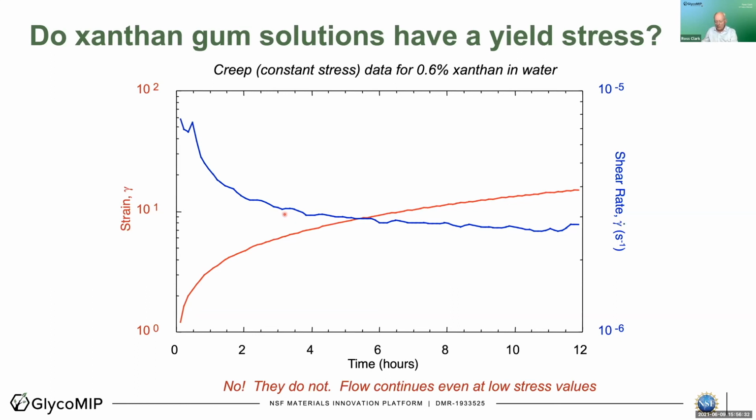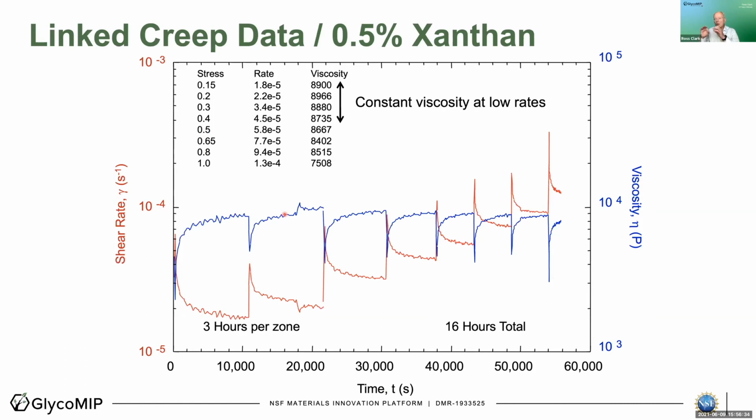So we're still going to probe and ask ourselves, what is the shear rate around that falling ball? So I took a bunch of those creep curves, linked those together, and what do you see?